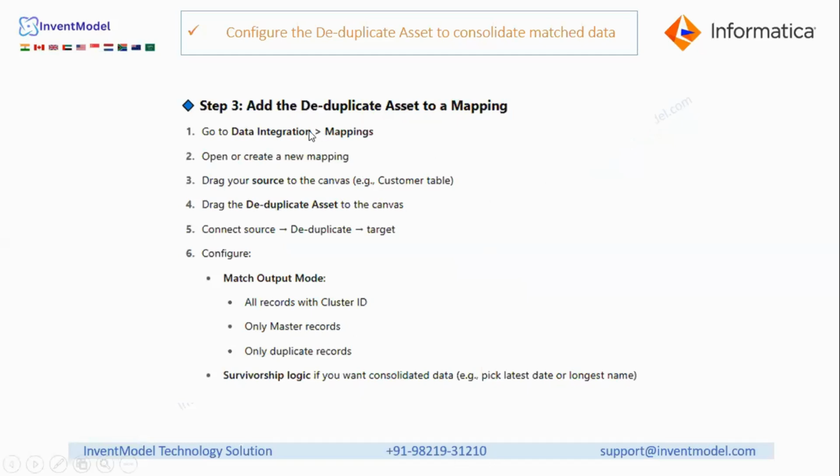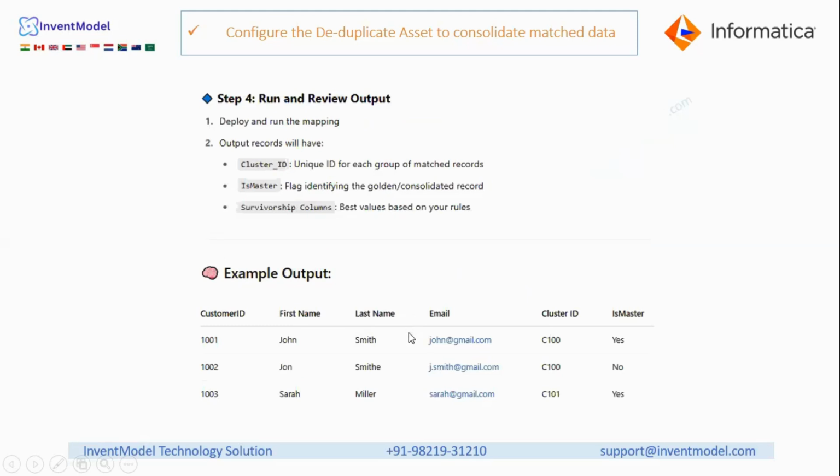Okay, so this way we can call this CDI mapping, and within the CDI mapping we can use that deduplicate asset in the canvas and configure these output columns. Now we need to run and review the outputs. For that, we need to deploy and run the mapping.